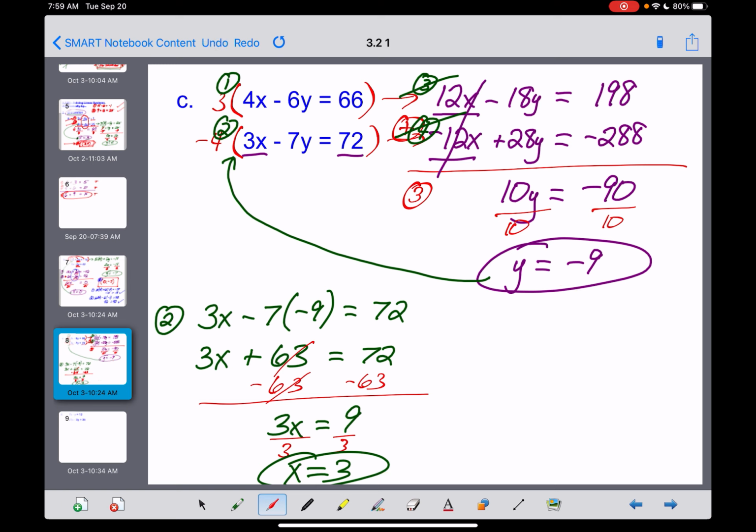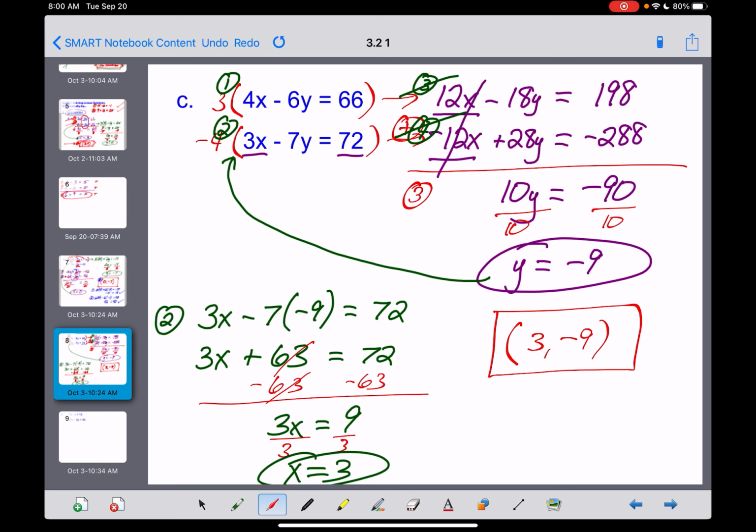It does not matter what order you find your values in. Your x-coordinate always comes first, and in this case that's 3. The y-coordinate always comes second, which here is negative 9. So I believe that's our solution to our system. Let's double check that one and see if it works.